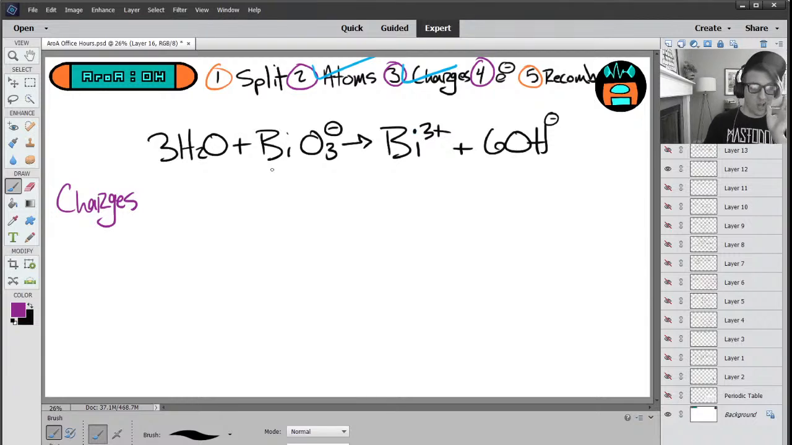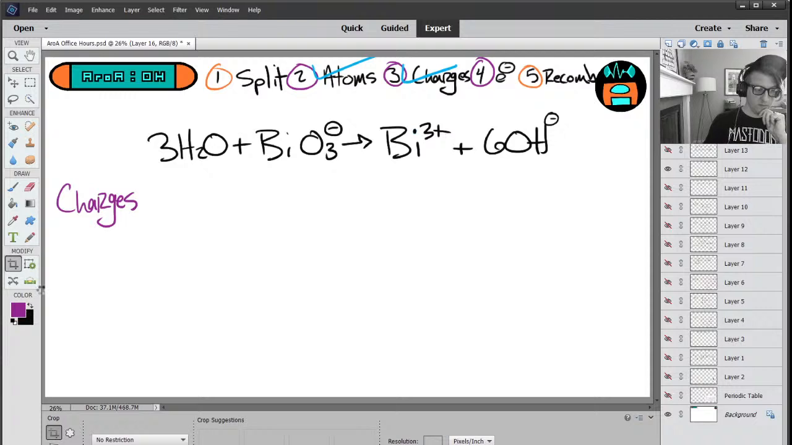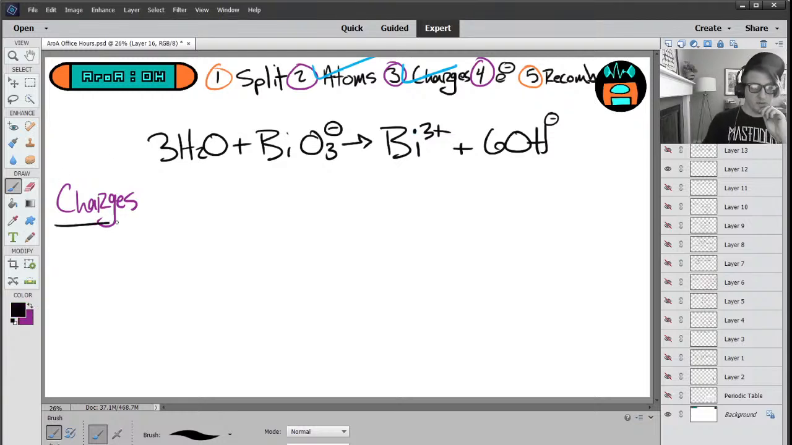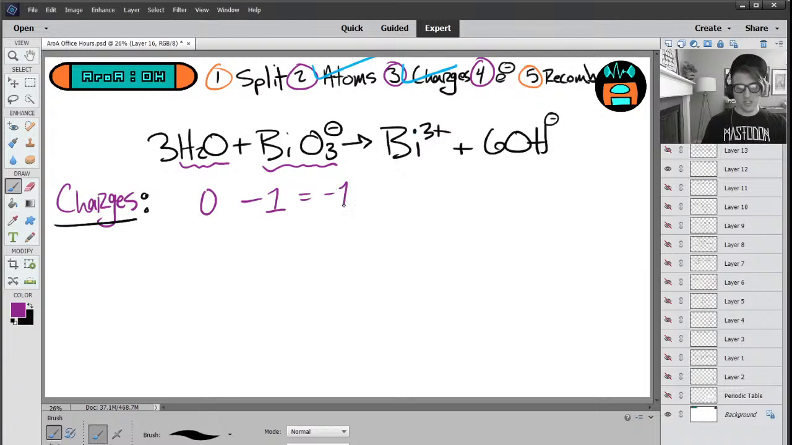So on our reactant side, oops, hang on. Sorry, Photoshop temporarily froze, but now we're responding. So water has a charge of 0. BiO3 has a charge of negative 1. So on the reactant side, our total charge is negative 1.